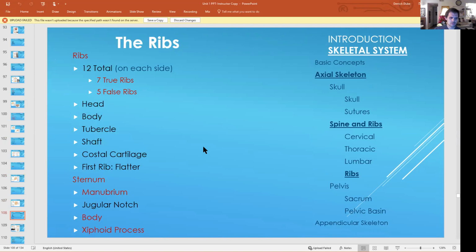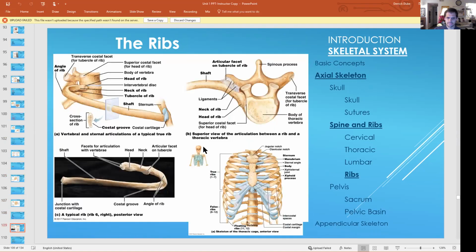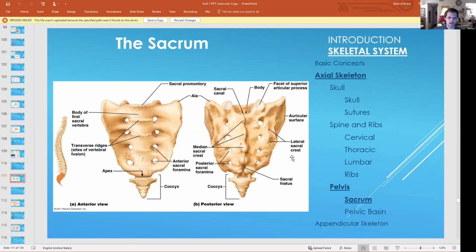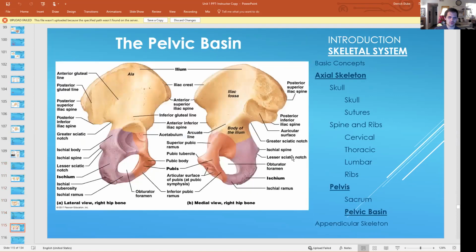Ribs and their parts. All right, I think that about does it for the bone.